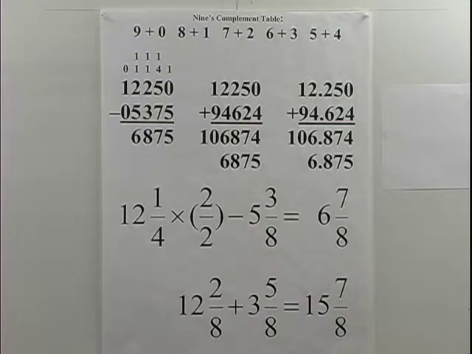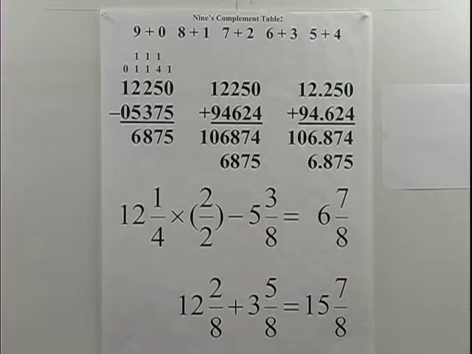Now I'm going to proceed to add. 4 and 0 is 4. 2 and 5 is 7. 6 and 2 is 8. 4 and 2 is 6. 9 and 1 is 10. So I get a carry into the 100,000ths place.